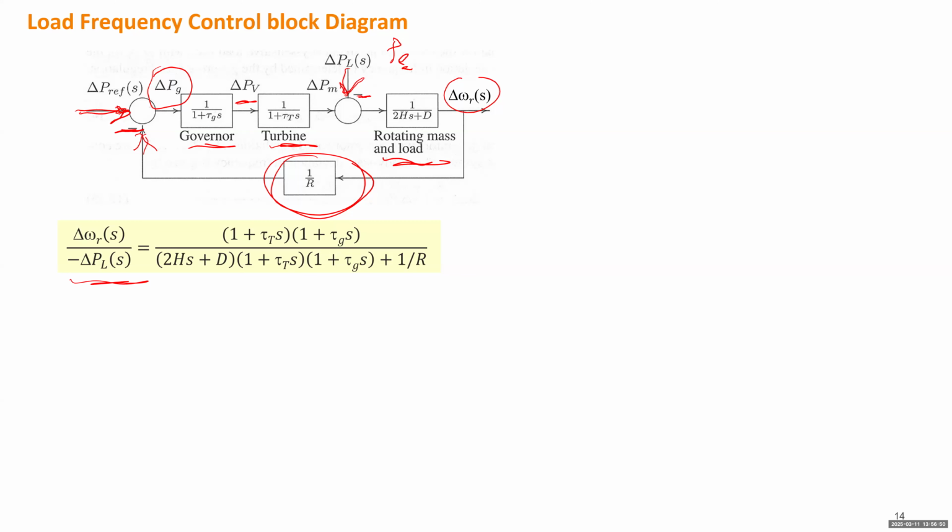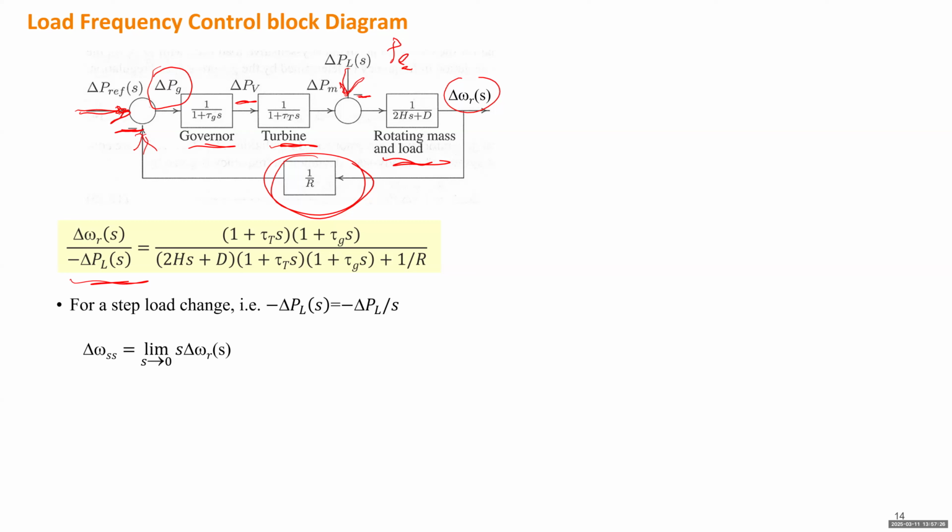For that case, it will be the delta omega r divided by the delta P ref. In this transfer function, the numerator will be whatever is on the loop from the input to the output, right? And the denominator is the same, still the same expression, which is equal to 1 plus the product of everything on the loop if it's a negative feedback.